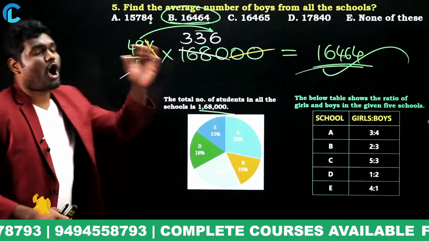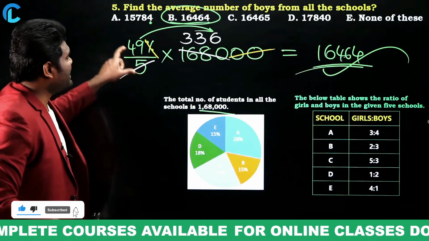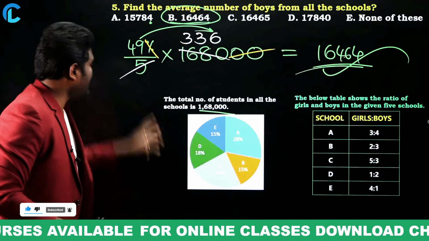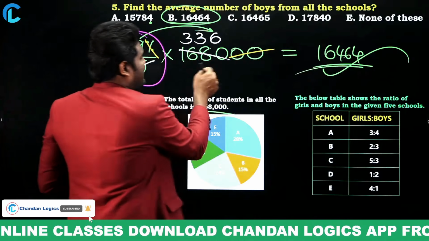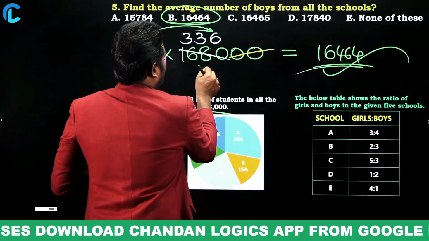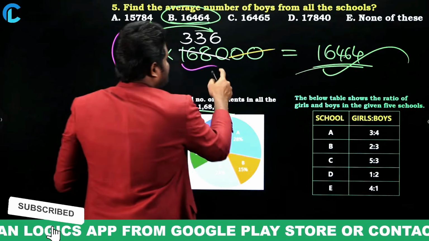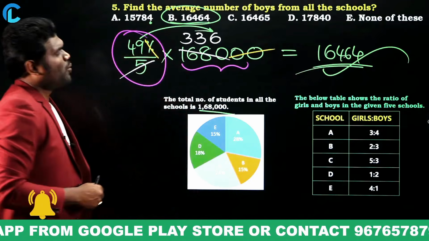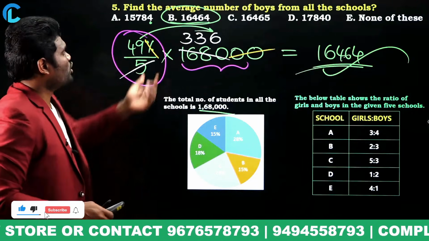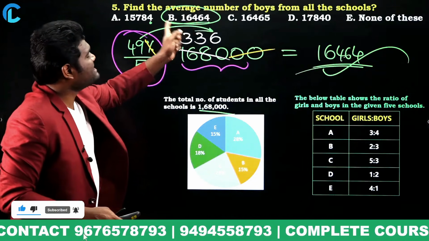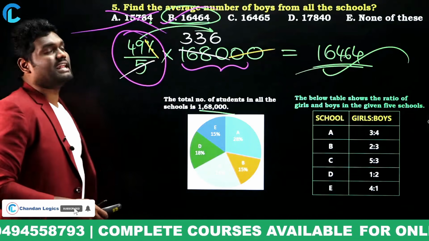If you want, you can multiply it, or if you think multiplication is a waste of your time, what you can simply do is, it is very clear that 49 by 5 is approximately 10%. So we need to calculate 10%. Here 10% is 16800. Yes or no? So our answer should be close to 10%, but slightly less than 10%. The option will be 16464. This is close to 10% and slightly less than 10%. Yes or no?